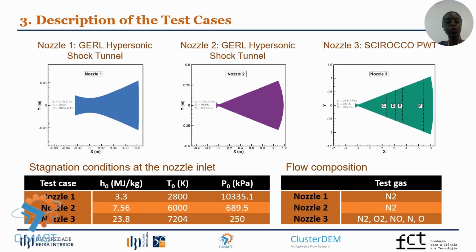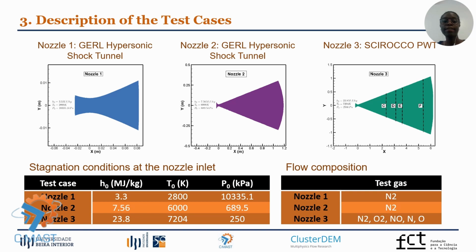Three different nozzles with different stagnation enthalpy conditions were used in our study. The first table shows the stagnation conditions at the inlet of each nozzle in terms of specific enthalpy, temperature, and pressure. At the inlet of the nozzle, due to the high density, the flow is considered to be in thermal equilibrium. That is, the transrotational temperature is considered to be equal to the vibroelectronic temperature. The second table shows the flow composition at the inlet in terms of the species.